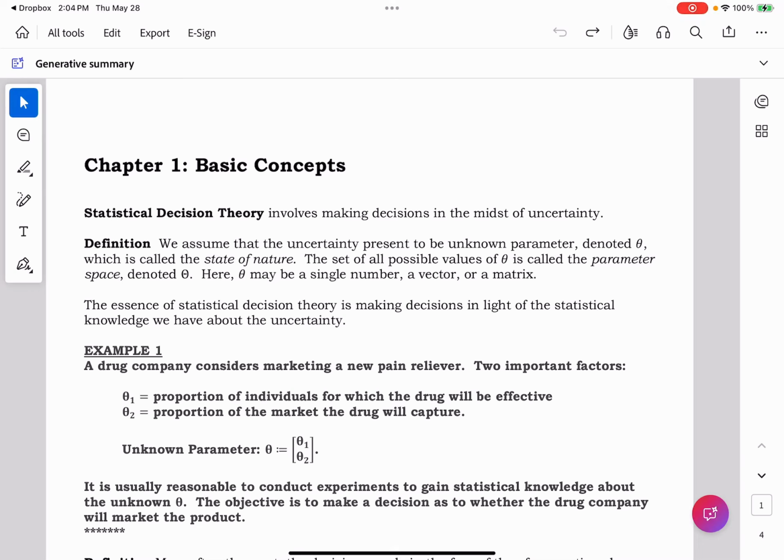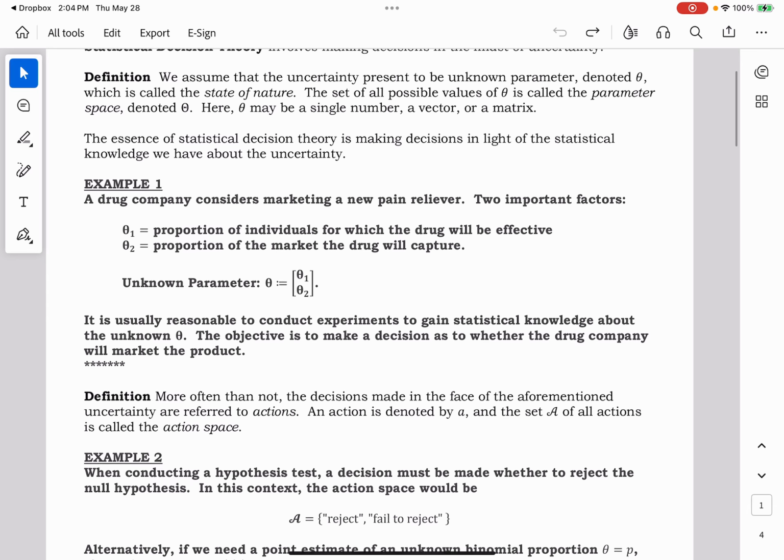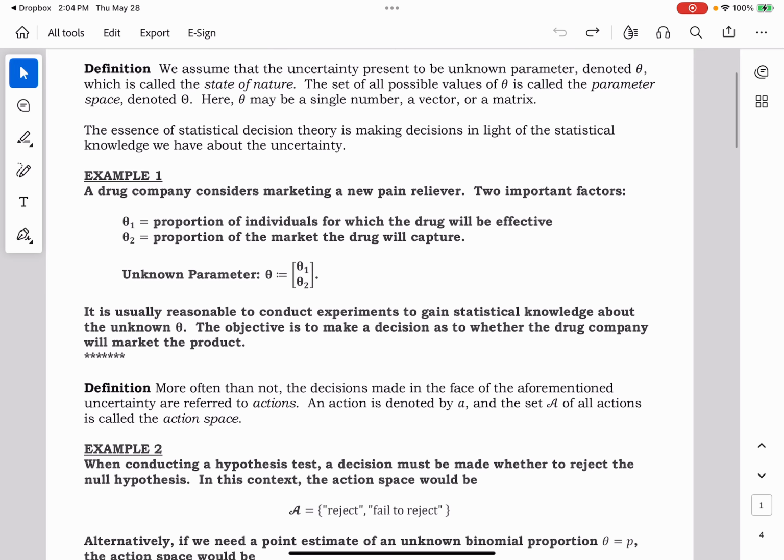Statistical decision theory involves making decisions in the midst of uncertainty, and that uncertainty is present in the fact that we don't know the underlying parameters associated with our data, with the distributions involved. And so those parameters, as usual, are denoted with a theta. That unknown value is referred to as the state of nature. So it's the unknown parameter.